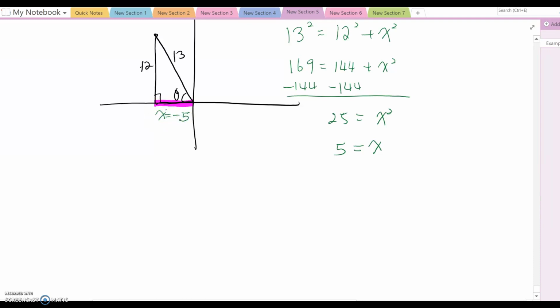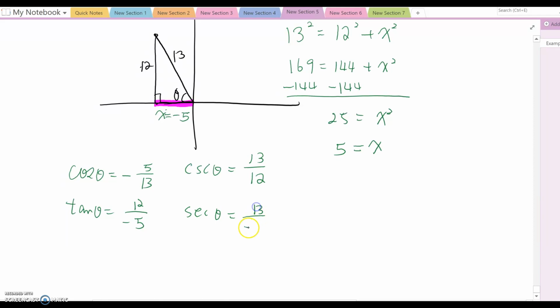So we know sine theta already, so cosine theta equals negative 5 over 13. Tangent theta equals 12 over negative 5. Cosecant theta equals 13 over 12. Secant theta equals 13 over negative 5. And cotangent theta equals negative 5 over 12. That will be the six trigonometric functions based on this given information.